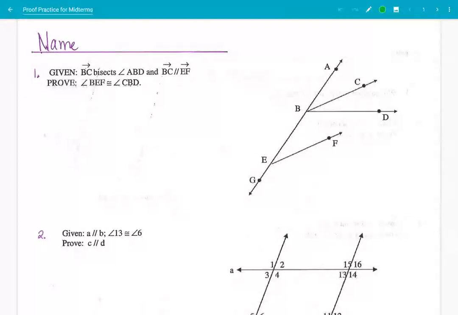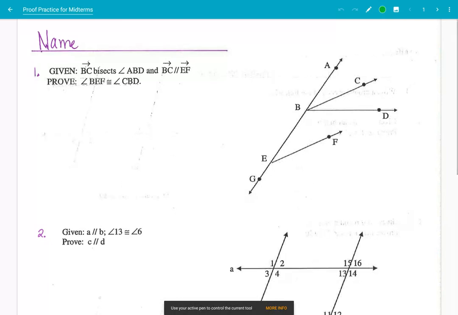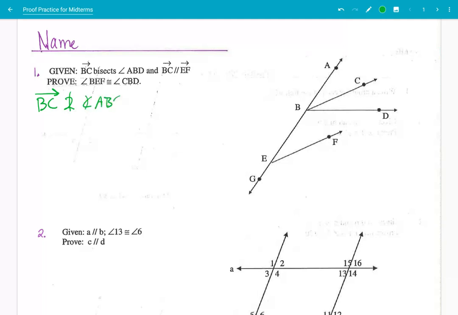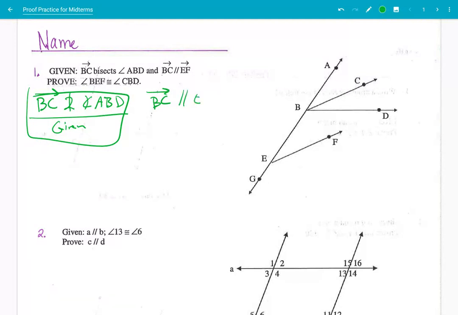All right. Here's our given. Ray BC bisects angle ABD. And then BC is parallel to EF. That's a given.